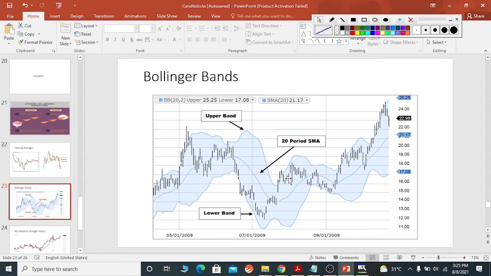So does anyone have any doubt in Bollinger Bands? Is everything I said about Bollinger Bands clear?